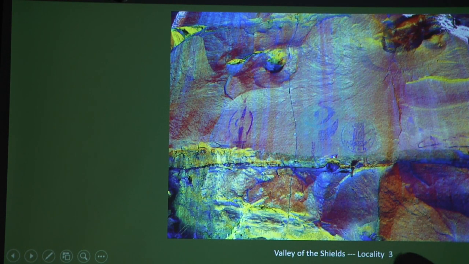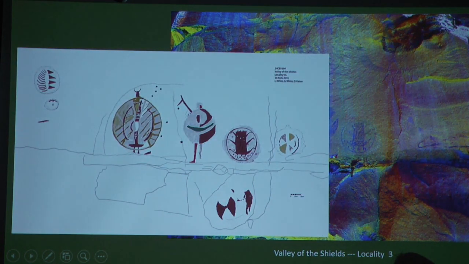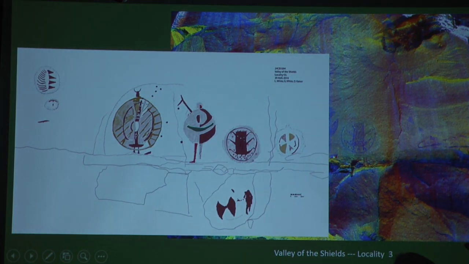This is another panel, locality 3 at Valley of the Shields. This is the DStretch of that panel. This is the drawing. So you see those shields and shield warriors dominate, the individual shields and shield warriors with the legs and the top coming out the side. This is one of the most common rock art motifs in Montana, these shield-bearing warriors. These painted examples are Castle Garden style.